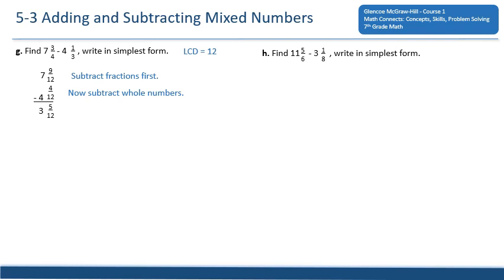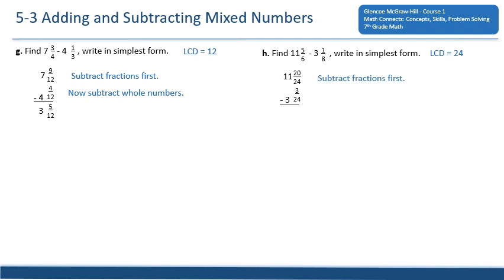11 and 5/6 minus 3 and 1/8, write in simplest form. So the least common denominator should be 24. And if we rewrite 5/6 as an equivalent fraction with a denominator of 24, we will multiply the numerator and denominator times 4. So 4 times 5 is 20. 4 times 6 is 24. And then we need to find an equivalent fraction to 1/8 with a denominator of 24. 8 will go into 24 3 times, so we're going to multiply the numerator and denominator of 1/8 times 3, so we get 3 over 24.